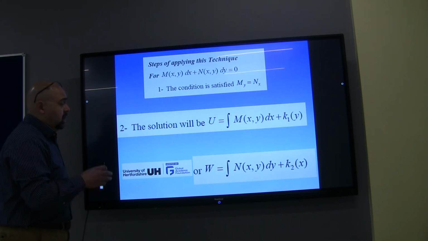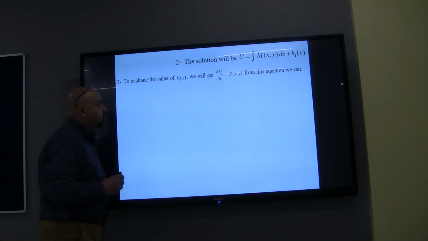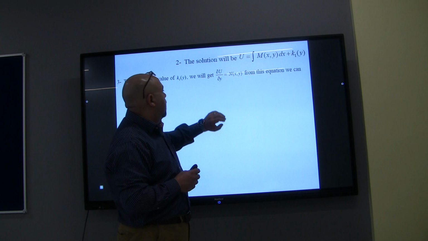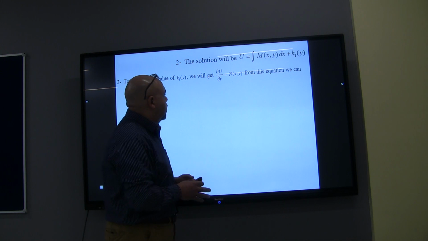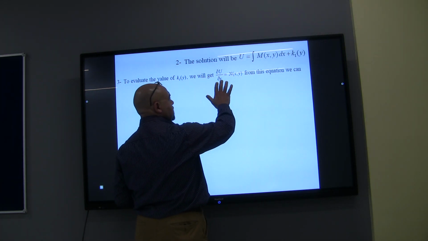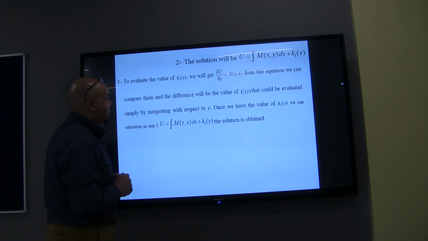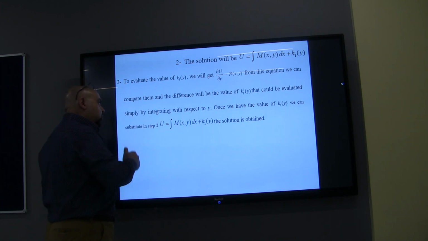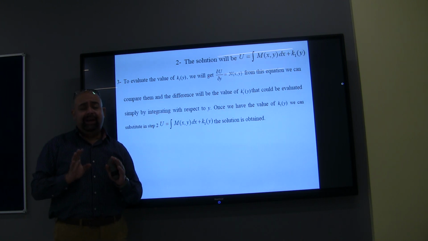The steps, I'm telling you about those cases. Once you find the solution, I will differentiate it with the variable that I didn't integrate to, then I will check partial u, partial y with the term of n of x or y. If there are terms that exist in n but do not exist in u, this is going to be equal to the function that I'm seeking to have, which is k dash. I will integrate it once more and do the substitution, and I will obtain the solution. I know it looks a little bit complicated, but once you start the steps, it's going to be easy.